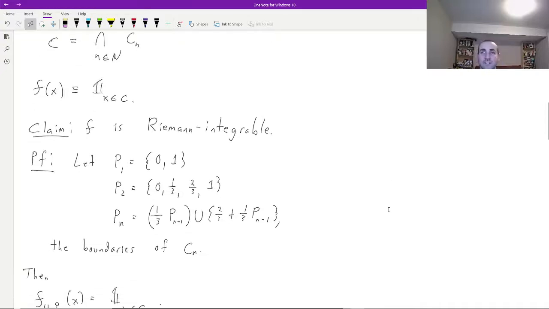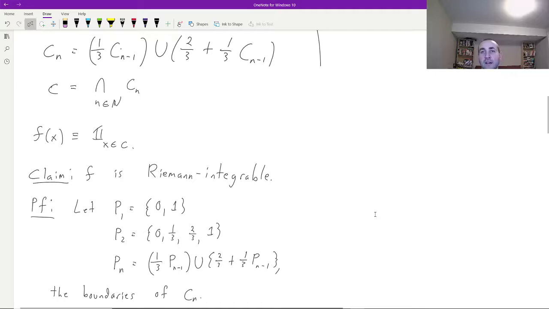Well, I need to give you a sequence of partitions, and it shouldn't be terribly surprising. My sequence of partitions is going to be very closely modeled on my sets Cn that I'm defining there. So I'm going to let P1 be {0, 1}, and that's just the boundary, which I denote by this funny symbol, of C1. I let P2 be the set {0, 1/3, 2/3, 1}.